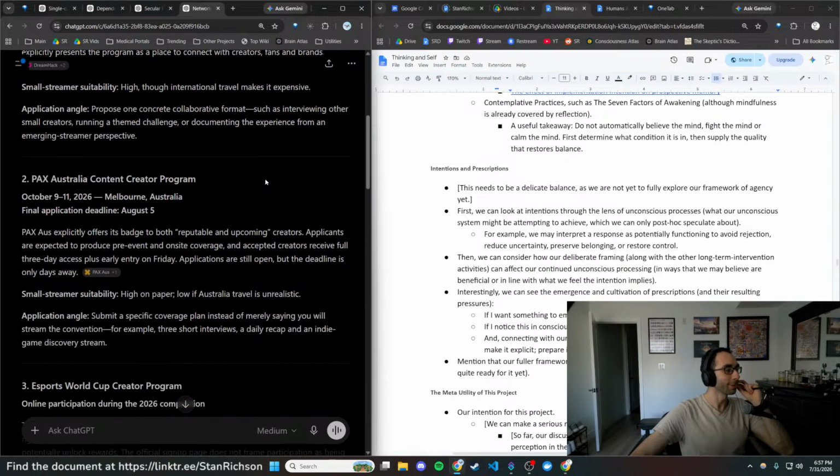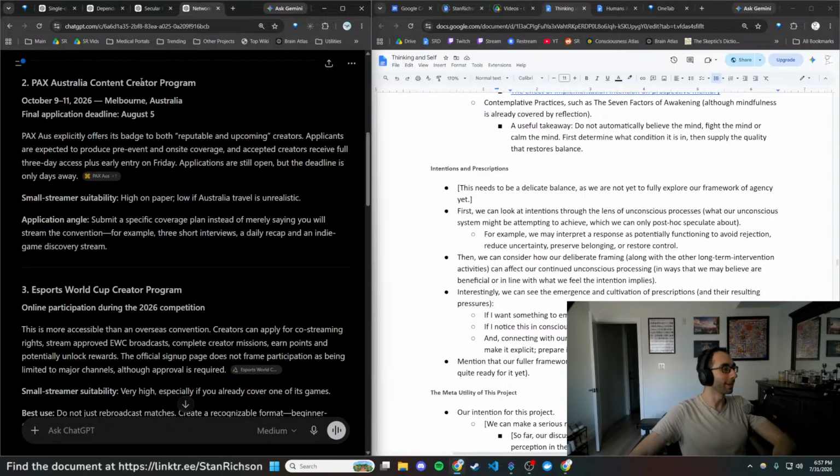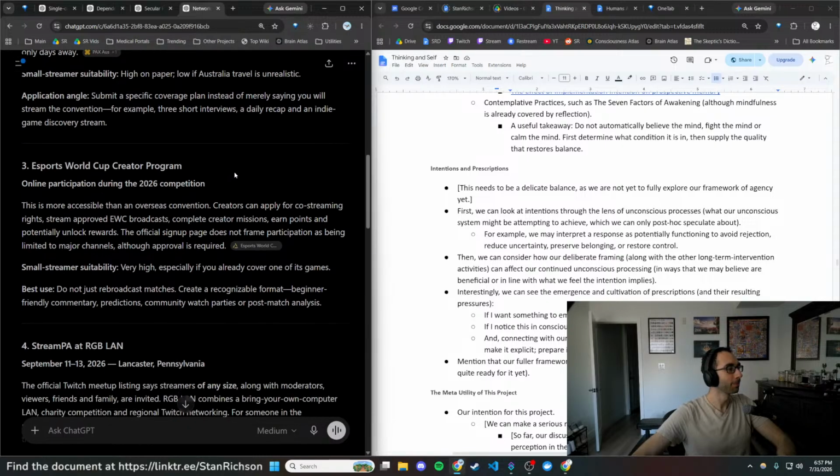This would be quite expensive. We got PAX Australia, also expensive. Probably not feasible. So to produce pre-event and on-stage coverage. So that, yeah, no way I would get into this. High on paper though. What is going on? Do they just let everyone?